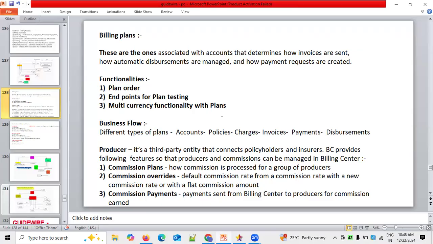So this is an overall understanding of what exactly the functionalities are that, being a BA, you need to understand from the billing plans and how the billing lifecycle business flow works. And when it comes to the billing center point of view, in understanding the producers and commissioning, how this can be managed using BC, what features are involved, either it can be commission plans, overrides, and payments. In the next session, I'm going to explain the detailed business flow from the billing center, so that you guys will understand.